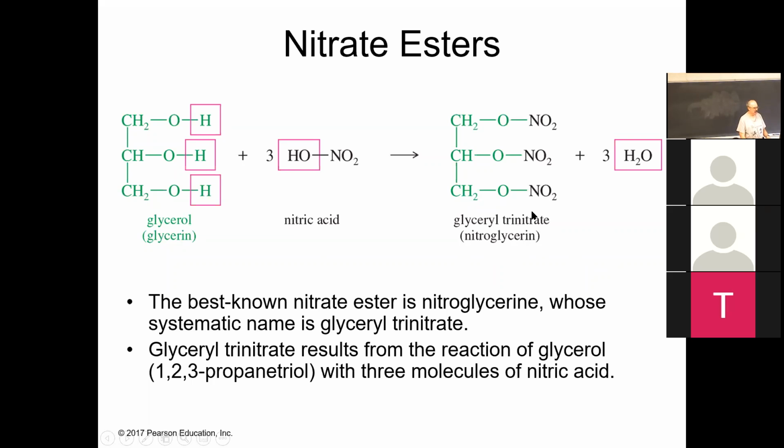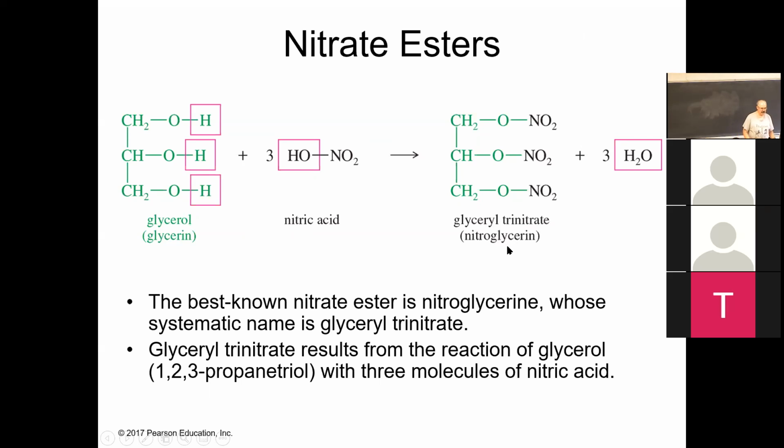It was too unstable to use in mining, and so Alfred Nobel, for whom the Nobel Prize is named, discovered that by mixing it with diatomaceous earth, he could stabilize the nitroglycerin, and that resulted in dynamite. So he was the inventor of dynamite.